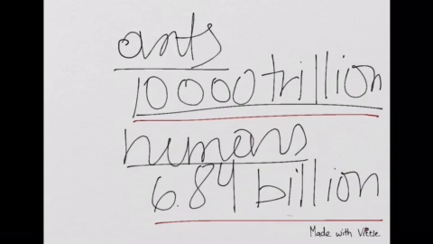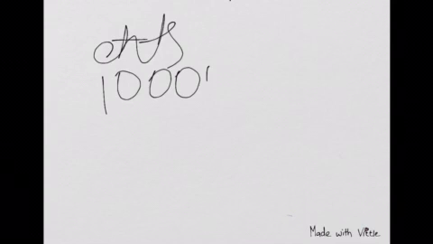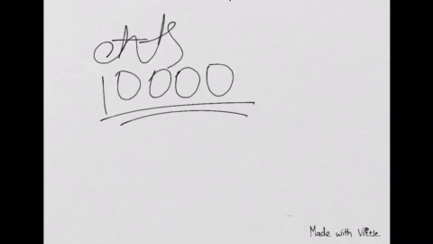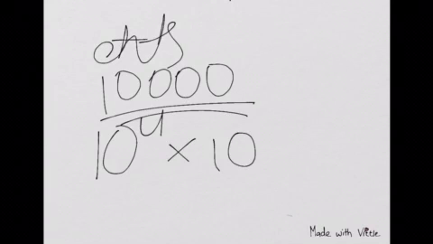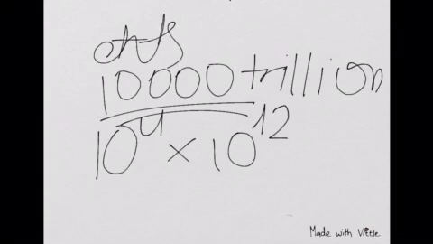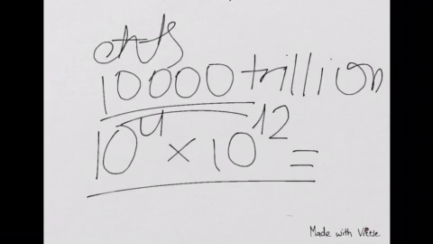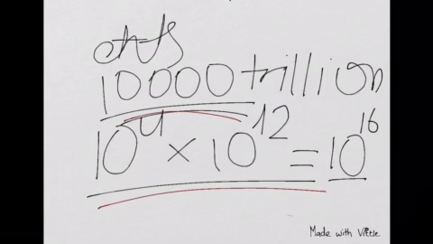Now onto our task. First up, we have to turn all of the numbers into scientific notation form. First, the ants. We got the ant population, 10,000 trillion. We turn that into 10 to the power of 4 times 10 to the power of 12, because trillion has 12 zeros. Now just add the exponents together, and we have 10 to the power of 16. That is our final answer for the ant population in scientific notation.